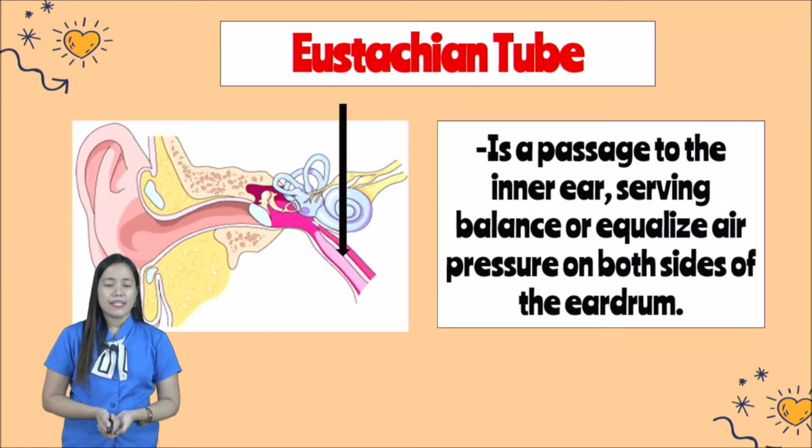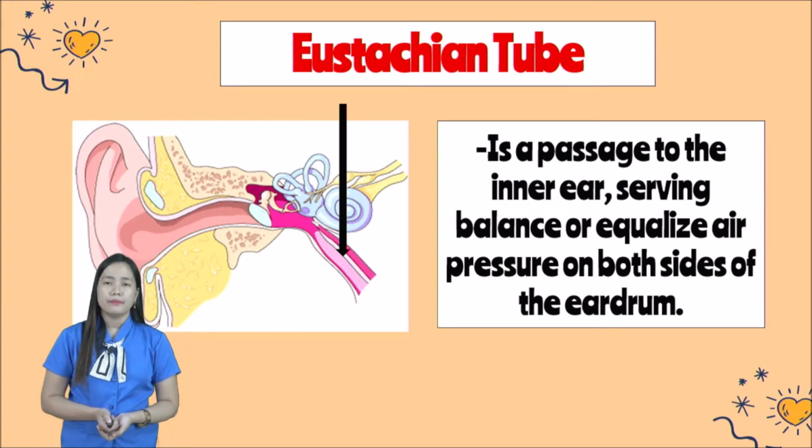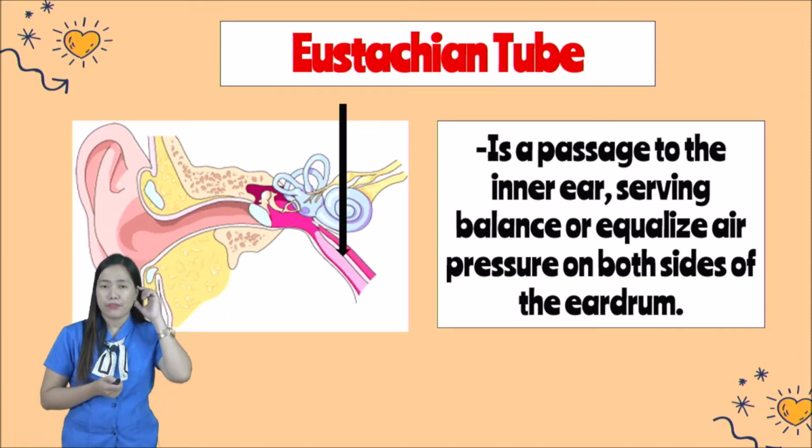Next, the eustachian tube. It is a passage to the inner ear that serves to equalize air pressure on both sides of the eardrum. Look at the arrow. As you can see, that is a passage so that the sound can enter both sides of your eardrum.